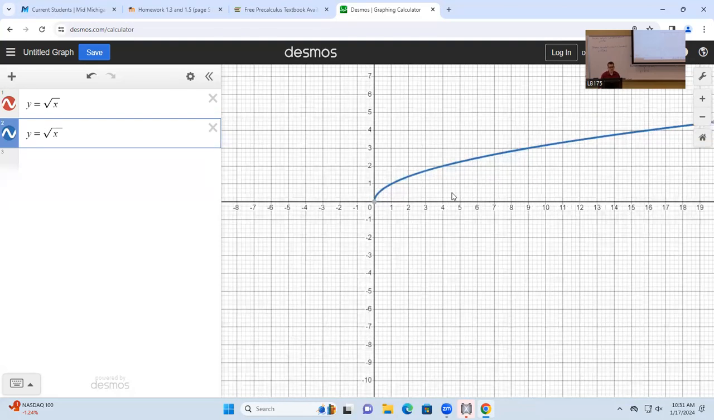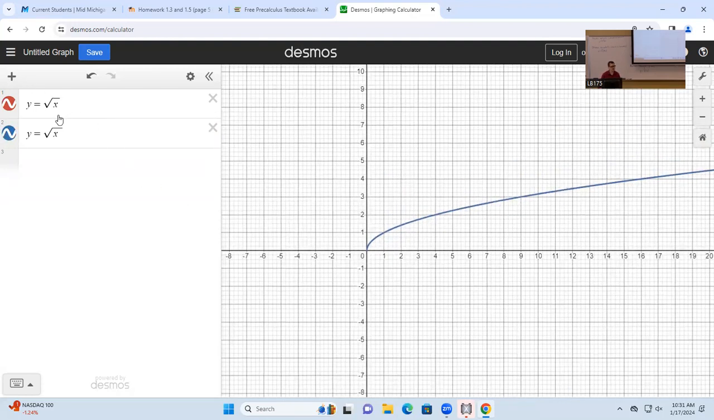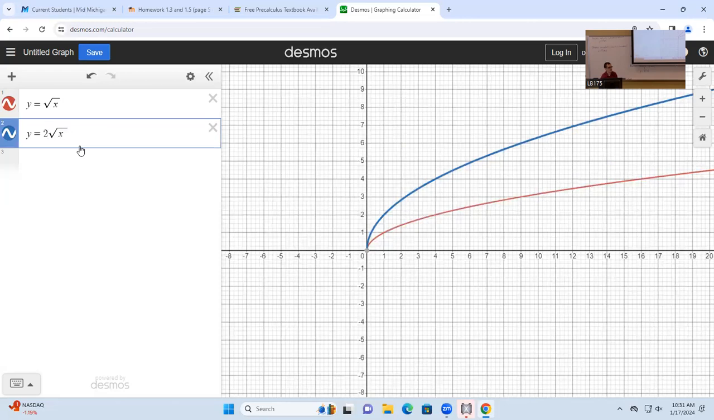Let's talk about stretching and what that means. So here's my original function, y equals square root of x. Let's say I put the number 2 on the outside. So this is going to be a vertical stretch or a vertical shrink. In this case, it would be a stretch. Now, what do we mean by vertical stretch? We mean that every single point, let's use our (9, 3), on my original function, when I put in the same input value of 9, we are going to be doubling the output value. So when we talk about vertical stretch by 2, we mean every output gets doubled.